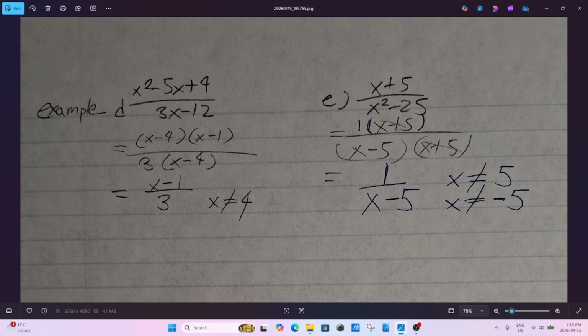Question E, x plus 5 divided by x squared minus 25. So that is just 1 times x plus 5 divided by x minus 5 times x plus 5, which is equal to 1 over x minus 5. And x cannot be 5 and x cannot be negative 5.